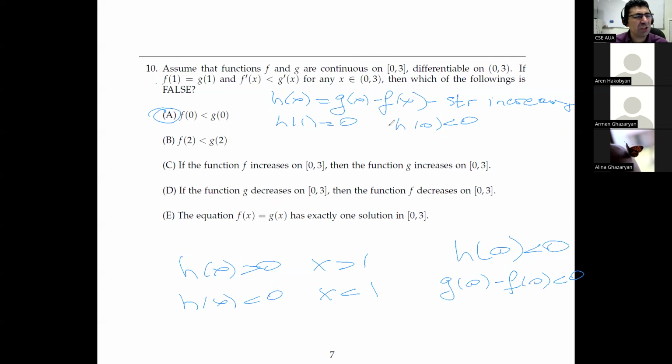But let's continue reading our next statements. Statement B says g(2) is greater than f(2), or the translation of this is h(2) is positive. Yeah, h(2) is positive. The statement is true, so we cannot choose this answer. If function f increases, then g also increases.